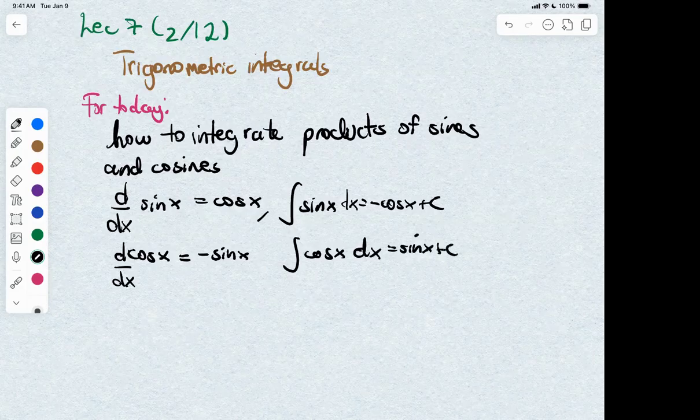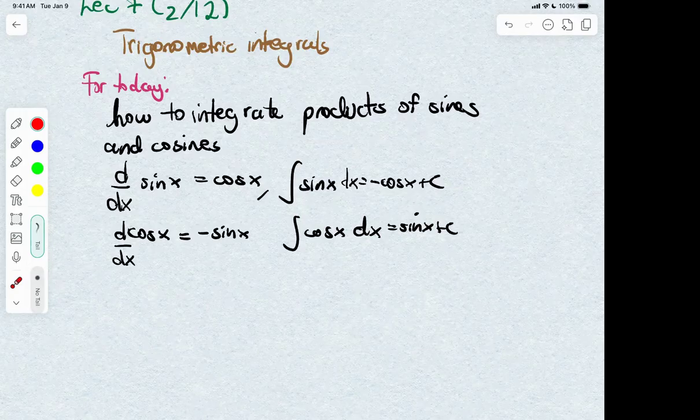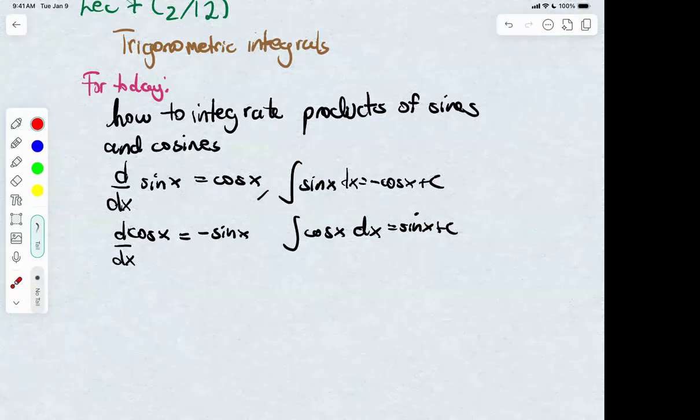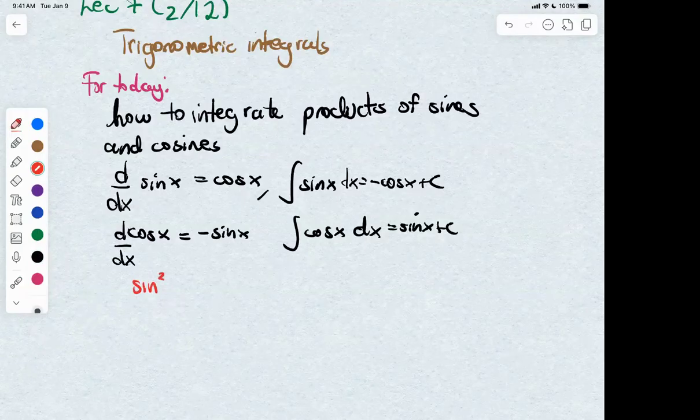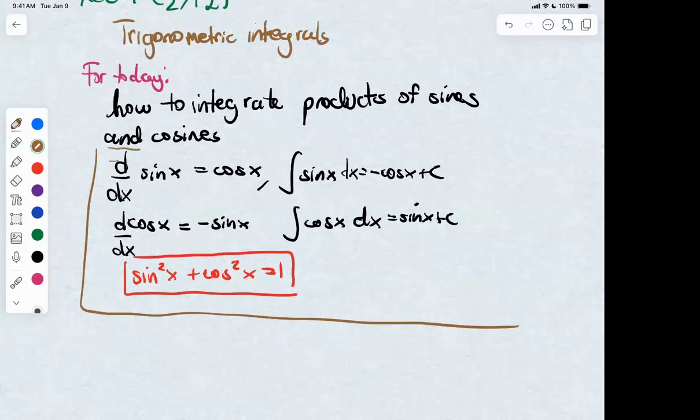I guess that these two integrals we will use less, but one identity that is actually very important for this type of problems is that sine squared plus cosine squared equals 1. So that's actually very useful for this type of problems. So again, just recall these ones.